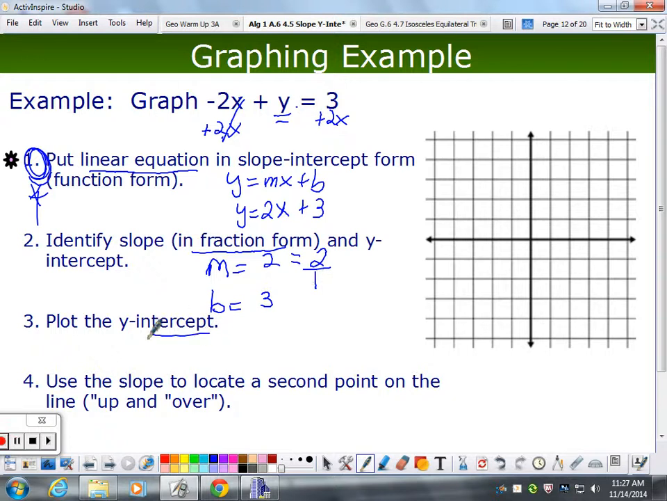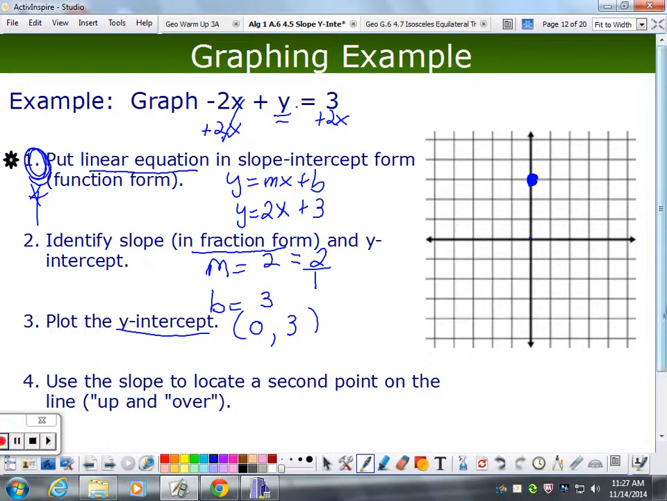Okay, plot the y-intercept. Well, wait a second. This is 3. Well, plotting, I need an x and a y. So what is the point that goes with this? Well, 3 over 1 is still a number. I want an xy pair. And it's a y-intercept: 0, 3. Right? You knew that, right? So what that means is plot this point. This is a point on the line. It's the y-intercept 3. It's up there.